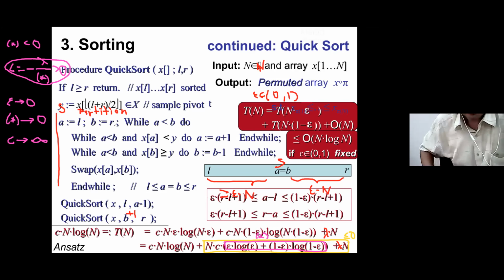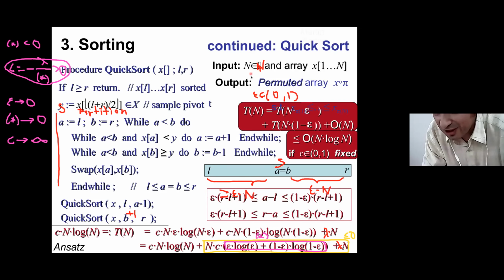I will come back to it later because I will do some analysis of constants, which is a little bit unusual, but okay, I'm a mathematician, I can do a little bit more mathematics. So we'll come to this formula later, but the important point was that if I can ascertain that my pivot is chosen for some specific epsilon bigger than 0, then I have O(n log n).